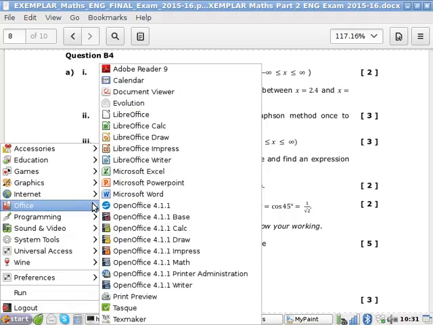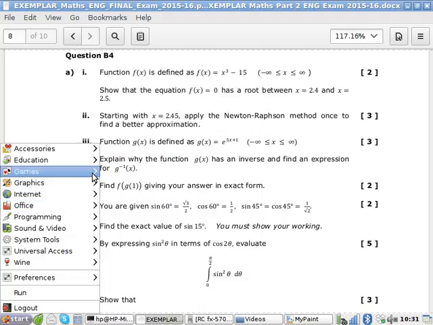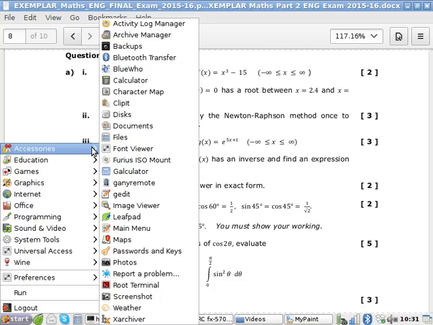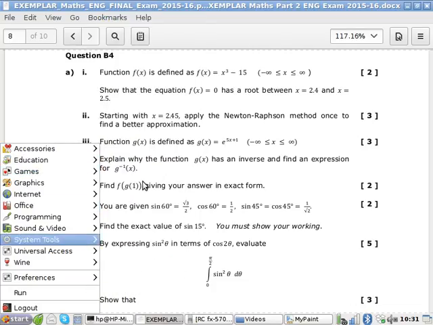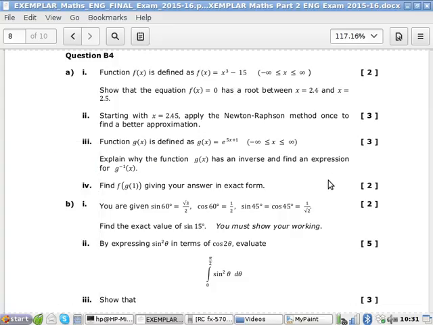Yeah, it's one negative and one positive. Good. And this means it has a root between. Okay, good.